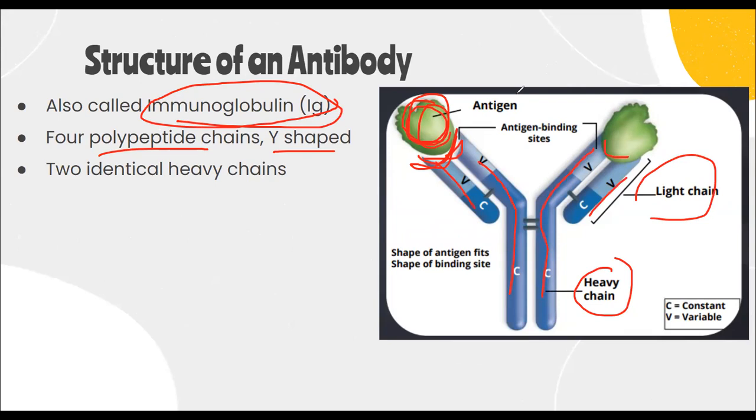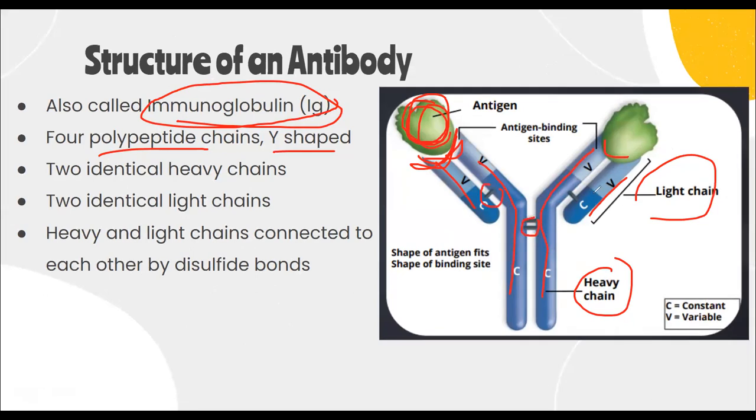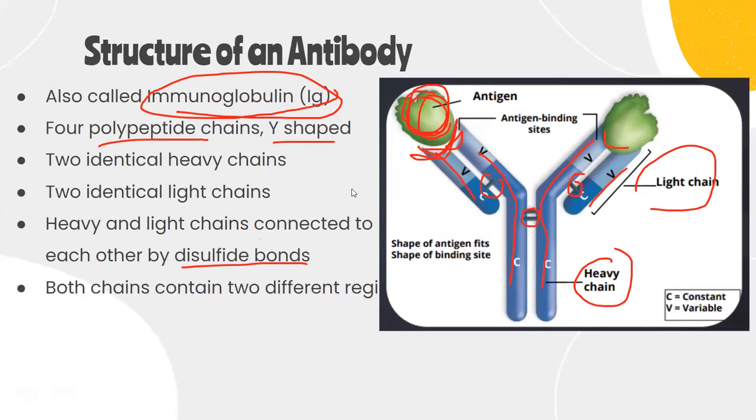What is the chemical composition of these chains? Basically, these are polypeptide chains. Two heavy chains, two light chains. Heavy and light chains are connected to each other by disulfide bonds. We have studied this in 11th standard when we were doing the tertiary and quaternary structure of proteins. That is, the tertiary and the quaternary structure of proteins can be held together by disulfide bonds. Okay, so they are connected to each other by disulfide bonds, and both chains contain two different regions.